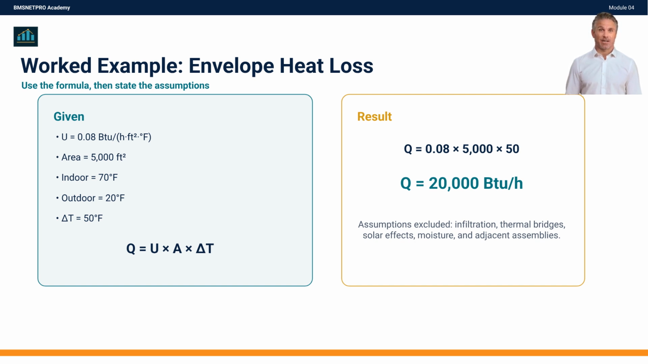The calculation is not difficult. The professional skill is explaining what the result means. This estimate excludes infiltration, thermal bridges, solar effects, moisture, adjacent spaces, and installation defects. So it is useful for screening, reasonableness, and discussion. It is not a complete load calculation. In BAS work, that distinction matters. We can use this kind of estimate to understand scale, but we should document assumptions before using it to justify a control decision.